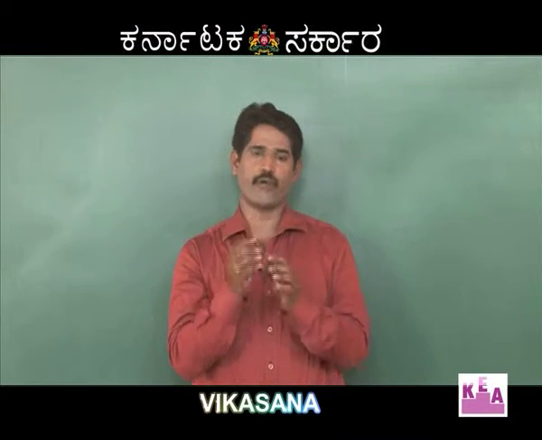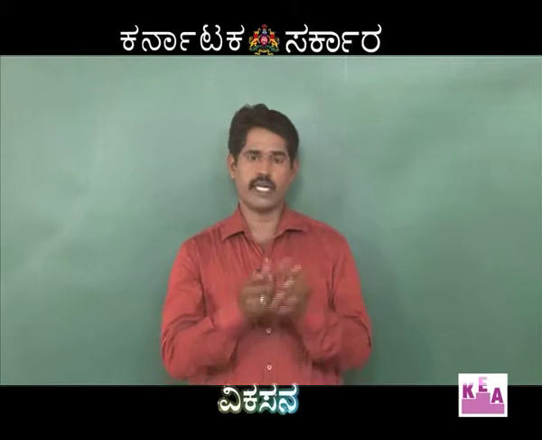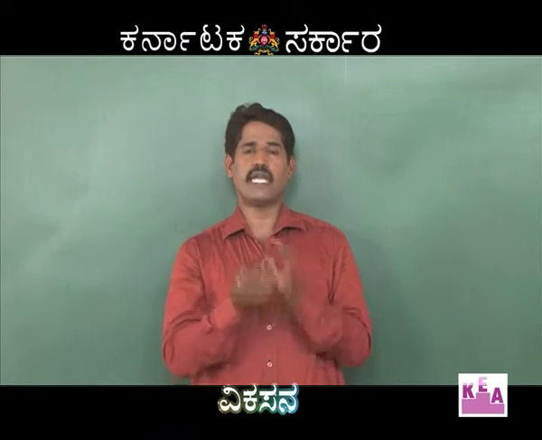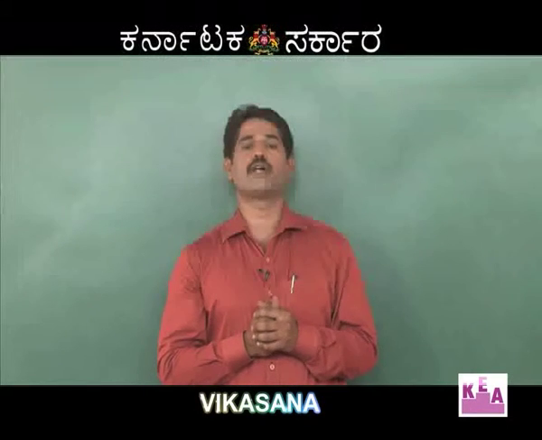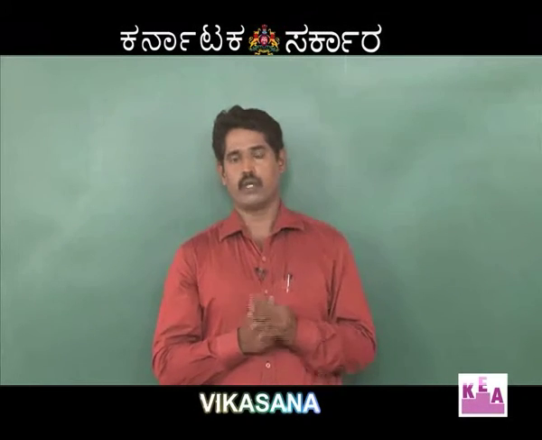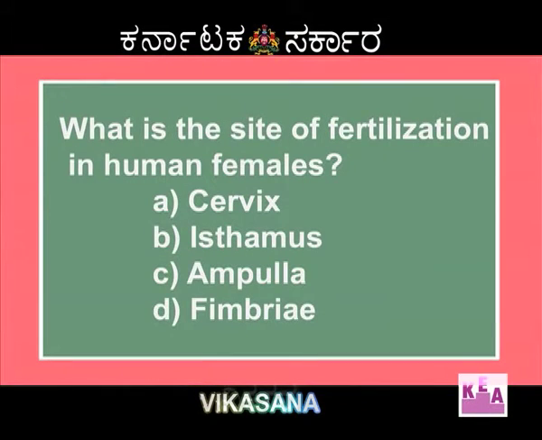fimbriae is very close to the ovary, to receive the released ovum from the ovary. That is the first part of the fallopian tube. Then followed by, that is called ampulla and isthmus.